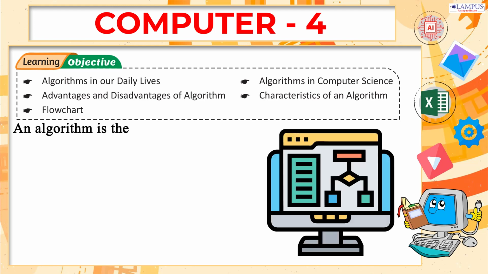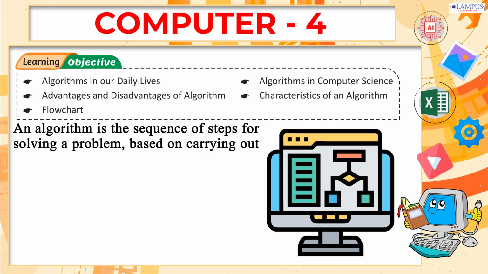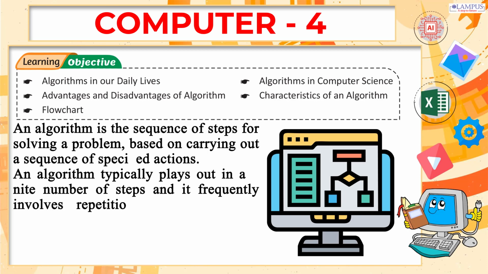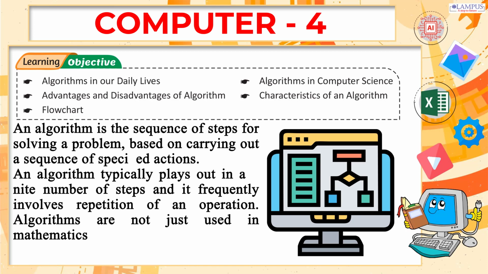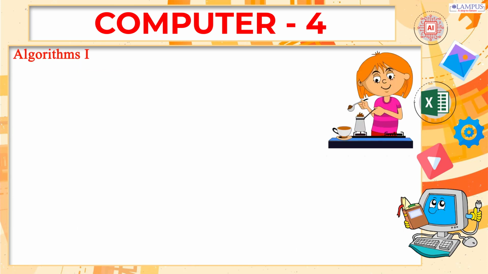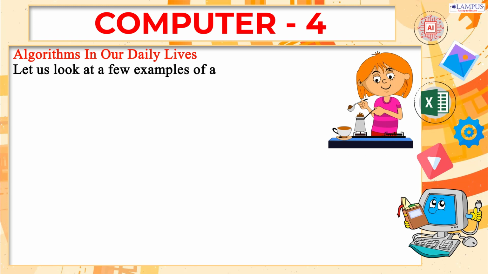An algorithm is the sequence of steps for solving a problem, based on carrying out a sequence of specified actions. An algorithm typically plays out in a finite number of steps and it frequently involves repetition of an operation. Algorithms are not just used in mathematics and computer science but are also used in daily life. Algorithms in our daily lives. Let us look at a few examples of algorithms in our daily lives.